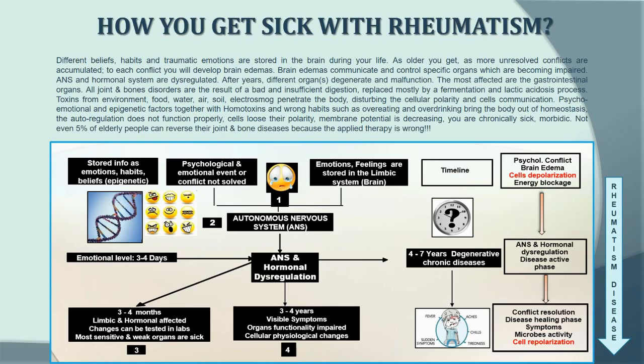Psycho-emotional and epigenetic factors, together with homotoxins and the wrong habits, such as overeating and overdrinking, will bring the body out of homeostasis, and your autoregulation processes will not function properly anymore, which means the cells will lose their polarity, the membrane potential is decreasing, and you become chronically sick and morbid. Not even 5% of elderly people can reverse their joint and bone diseases because the applied therapy is wrong. And if you understand this, you will also understand how to become healthy.